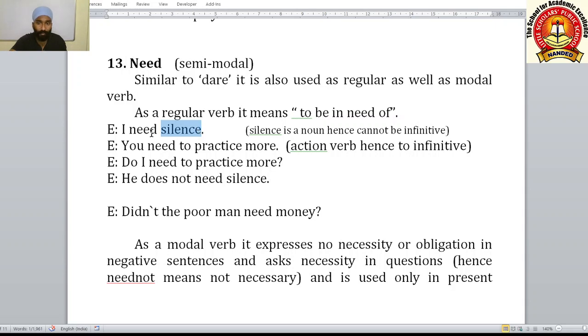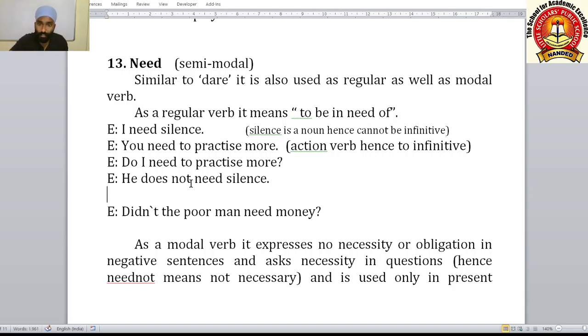If any action verb comes after this main verb need, you have to use the to-infinitive of it. You need to practice. Here practice is the action verb. This is why we are using the to-infinitive form. You need to practice more. Action verb, hence to-infinitive. Do I need to practice more?